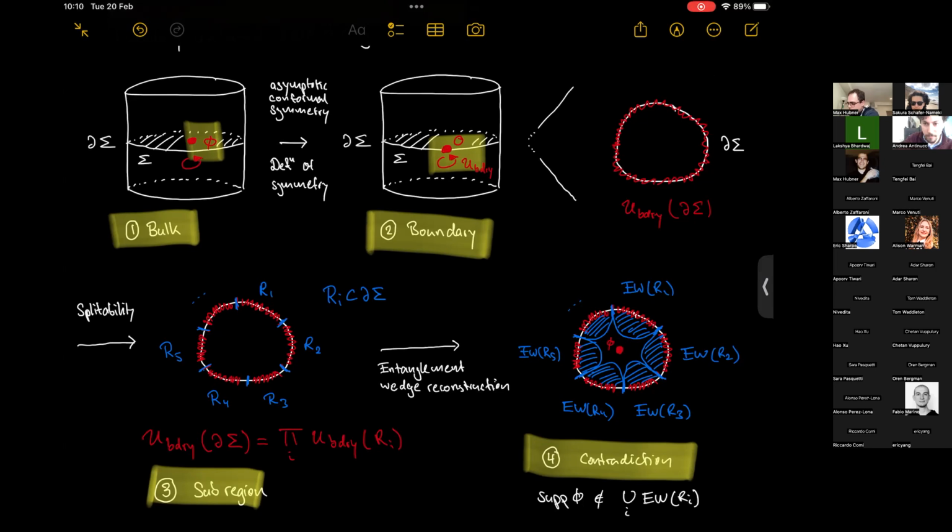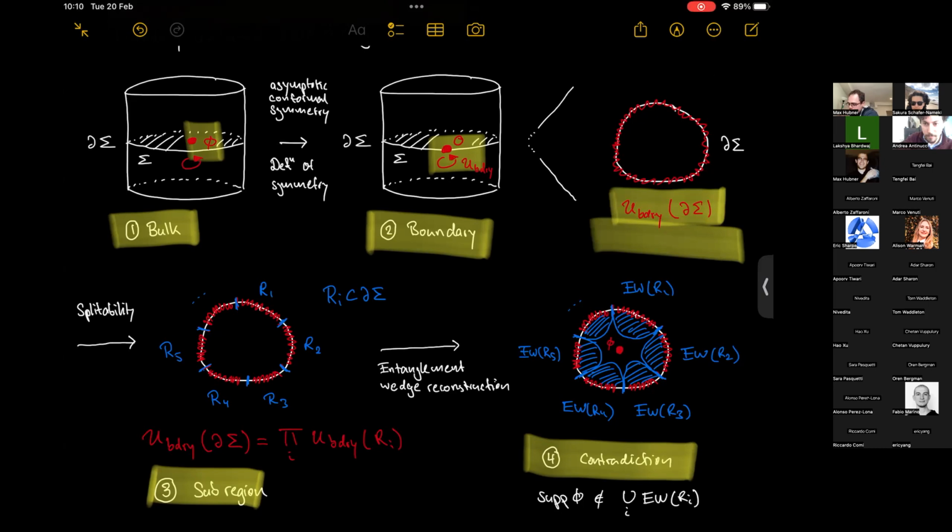And so here I've tried to sketch what this is supposed to look like on the spatial slice. Because we're doing zero form symmetries, this operator is going to be supported on all of partial sigma, as indicated by the red squiggly line.